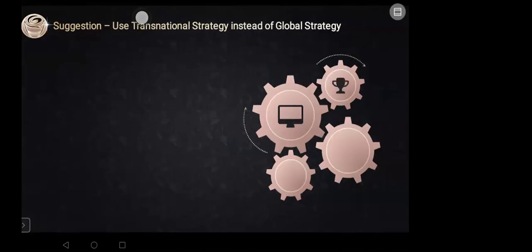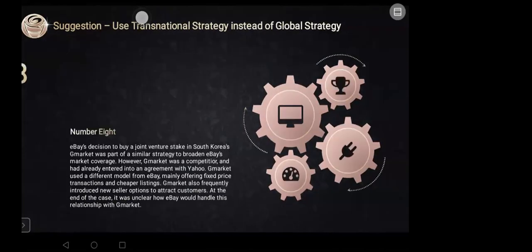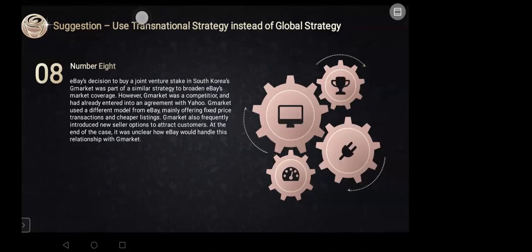Then the last slide, number 8, is that, for example, eBay's decision to buy a joint venture stake in South Korea's G Market is also a similar strategy to broaden eBay's market coverage. So this kind of thing can also apply in China as well, but unfortunately, eBay didn't do so. Instead, eBay used another strategy.